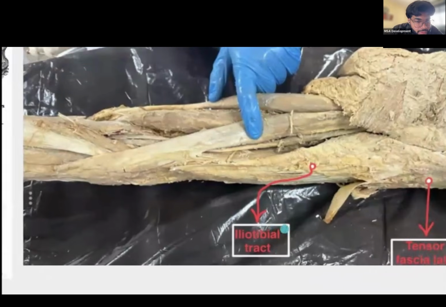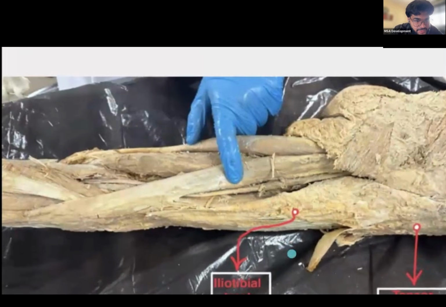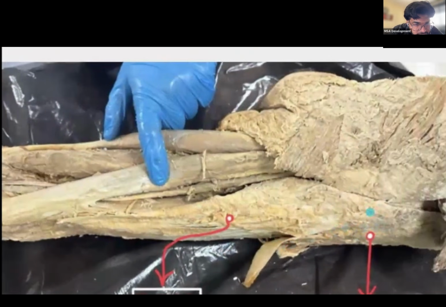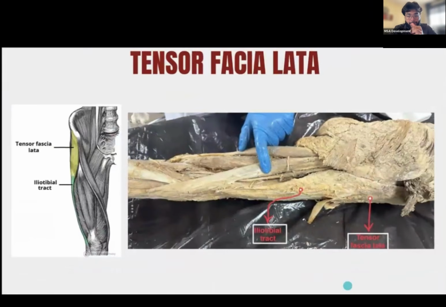Over here, cadaver image of the tensor fascia lata. So over here, you can see that this is your muscle, and over here is your band of fascia that runs down the lateral thigh to connect to the lateral tibia. Okay, tensor fascia lata.